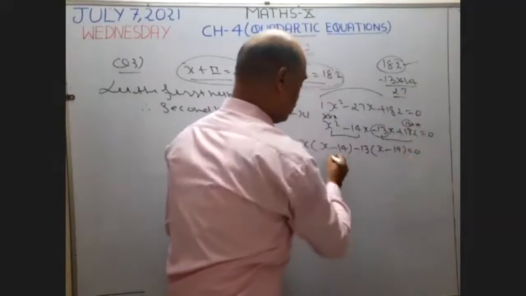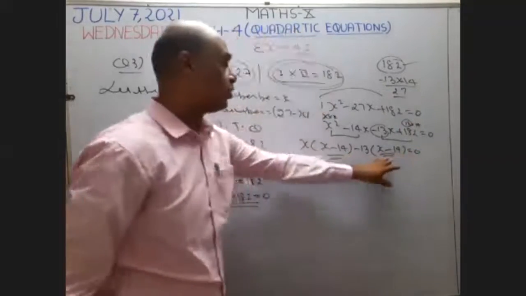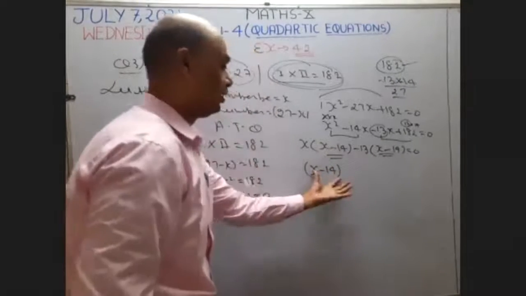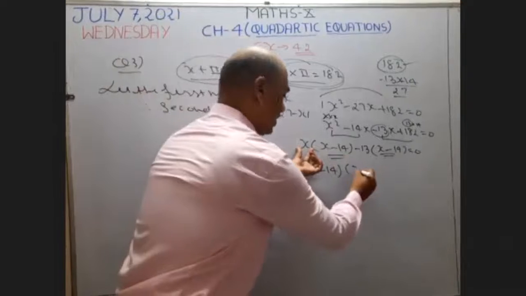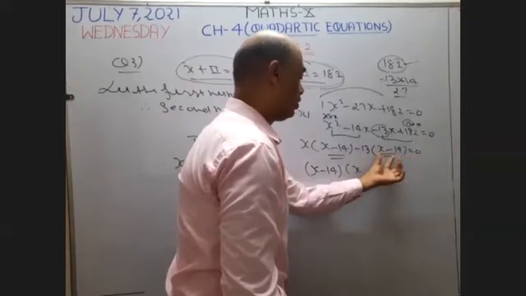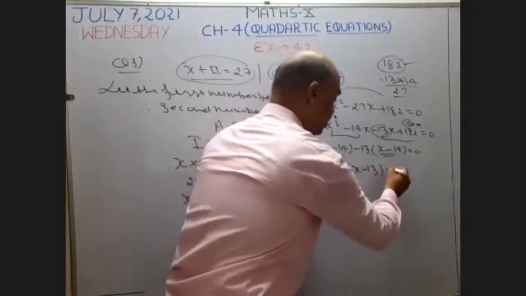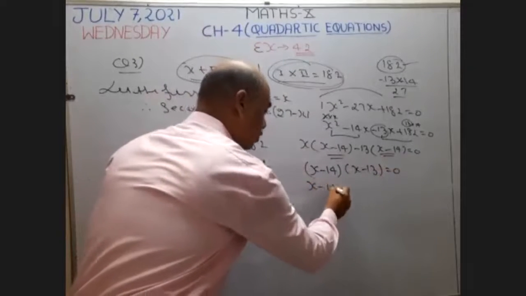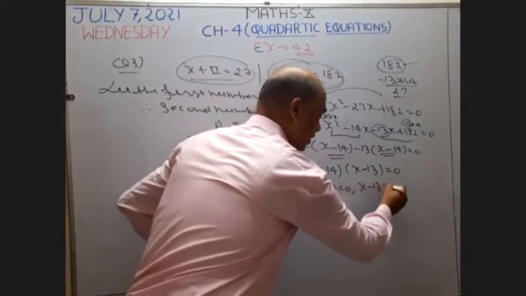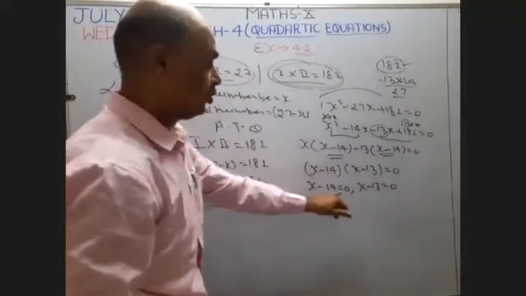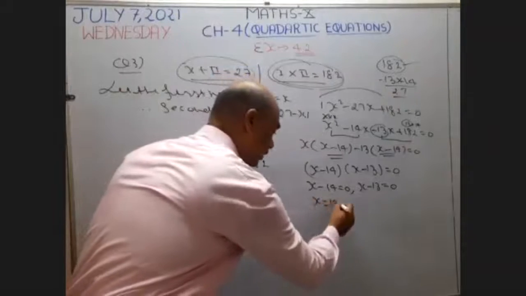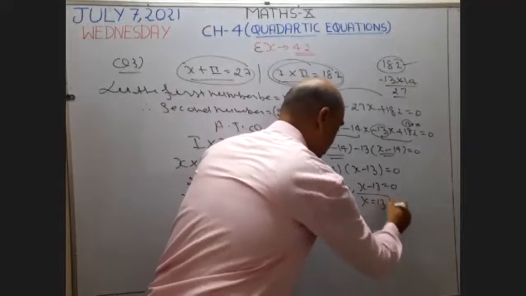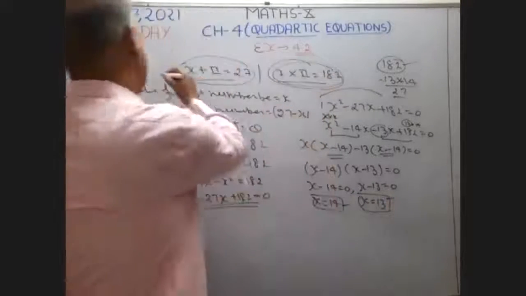Equal to 0. Now, what is common? X minus 14 is common. I take x minus 14 common. After taking common, what is left from the first? X is left. From the second, minus 13 is left, equal to 0. Since the product is equal to 0, I can write x minus 14 equal to 0 and x minus 13 equal to 0. When x minus 14 equals 0, x becomes 14. And when x minus 13 equals 0, x becomes 13. These are the answers of this question.